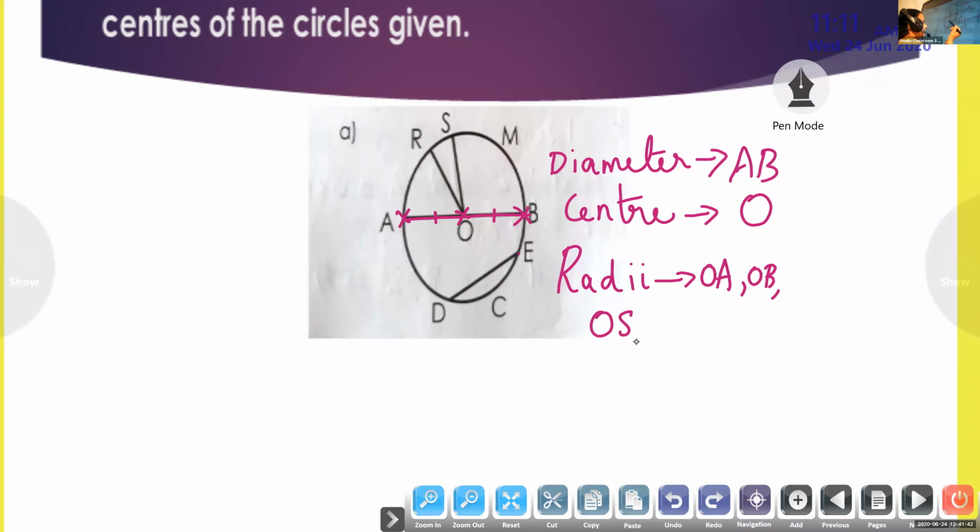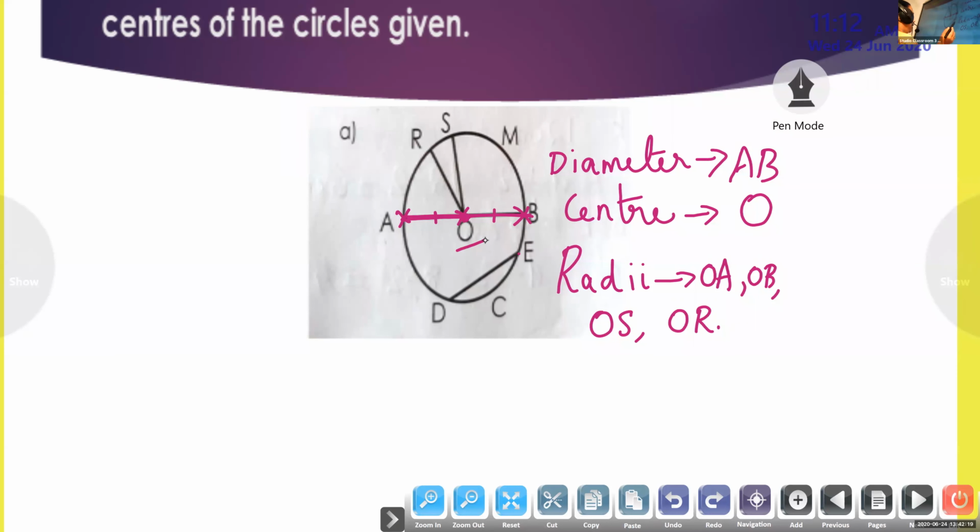Who said that? Very good, children. OR. Okay, children, I will call one by one. If everyone says it together, nobody will understand who is saying. Okay, so we have OA, OB, OS, and OR. How many radii? 4. Okay.